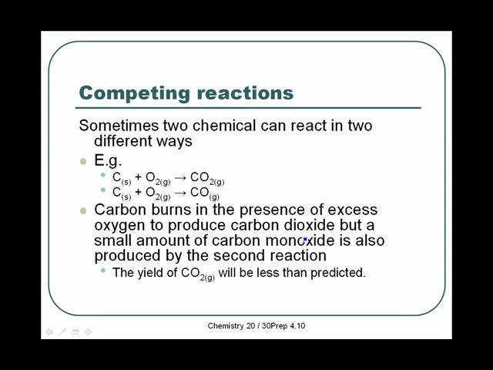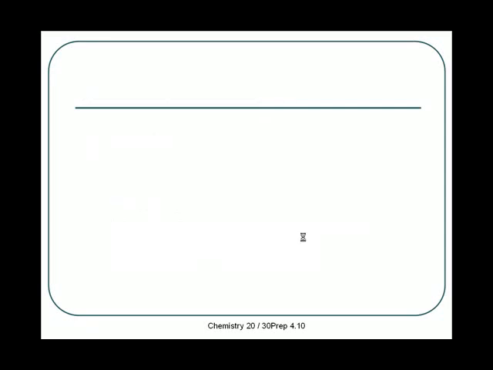If we're looking for a yield of carbon dioxide, some of that carbon is going to be tied up in carbon monoxide, especially if things are burning slowly. The more slowly you burn carbon, the more carbon monoxide is formed. So the yield of carbon dioxide would be less than predicted.